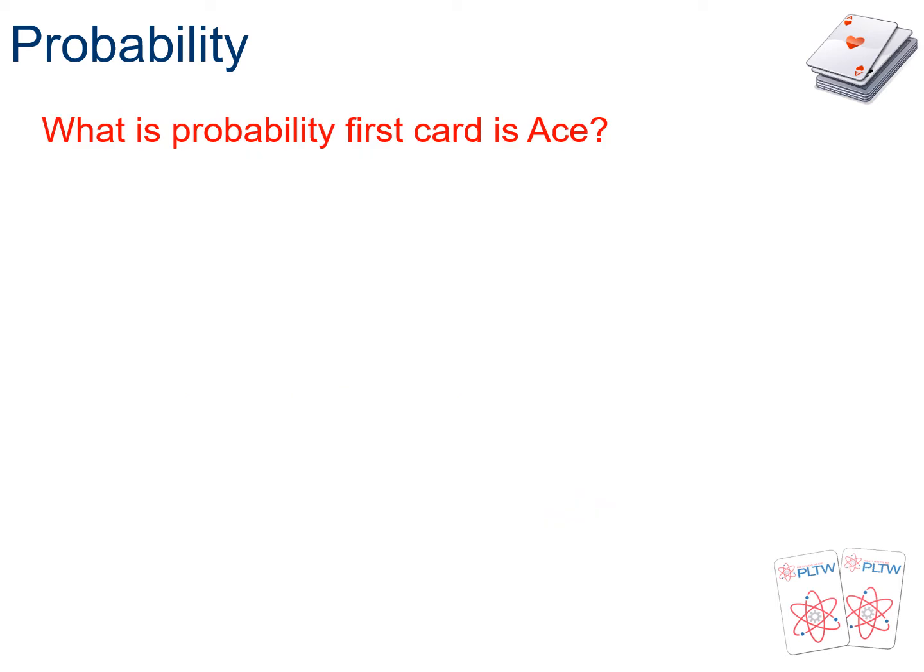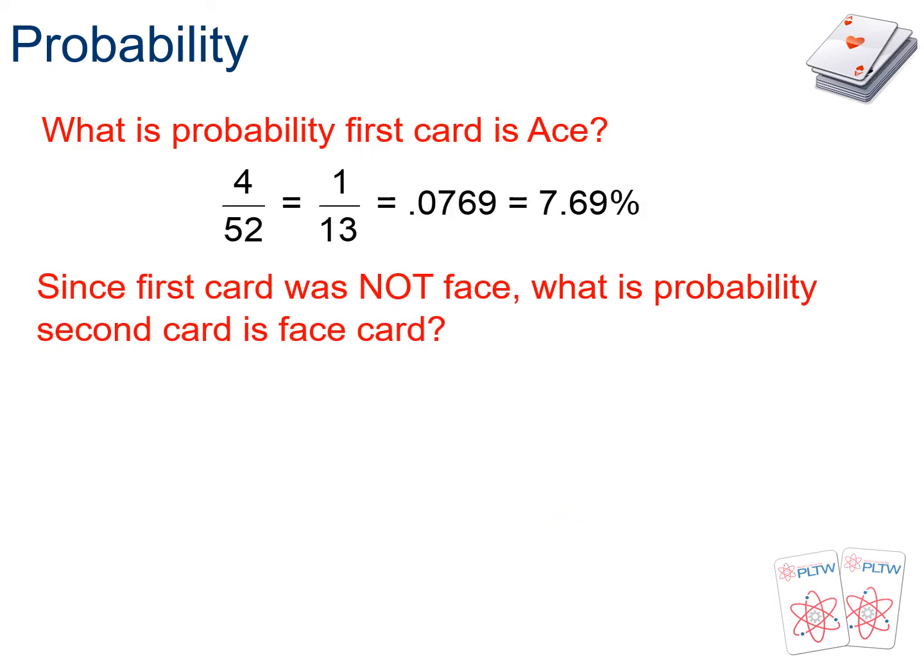All right, so what's the probability the first card is an ace? That'll be 4 over 52, or 1 over 13, which is 7.69%. This is assuming we took the jokers out, right? Since the first card was not a face, what's the probability of the second one being a face card?